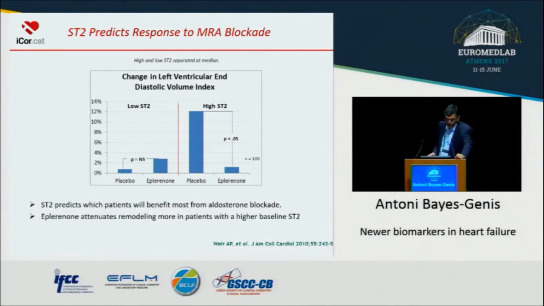Also, ST2 predicts response to MRA blockade. For instance, if we are evaluating left ventricular dilatation in the EPHESUS trial, if ST2 was low, it doesn't matter if you give placebo or eplerenone. If ST2 is low, there is low fibrosis, the ventricle does not dilate. If your ST2 is high, if you give eplerenone, you prevent dilatation, but if you give placebo, the ventricle keeps remodeling. So are we close to getting into very much precision medicine with these new biomarkers? We're just getting there.